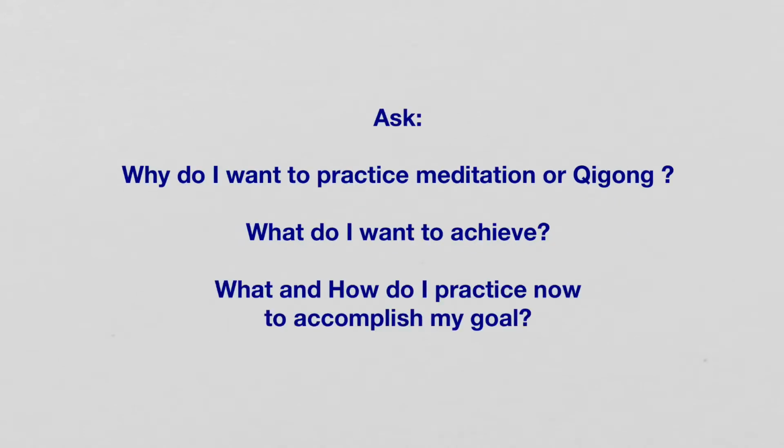Now, in order to help oneself, one needs to know where one wants to go or to get. So ask yourself and write it down, please. Why do I want to practice meditation or qigong? Just write whatever it is; it doesn't matter. Then also write down what I want to achieve by practicing meditation and qigong, and what and how I practice now to complete my goal. If we write this down, it will be very clear what we want to do, why we want to do it, and how we are doing it. Only that way can we find out and get results.